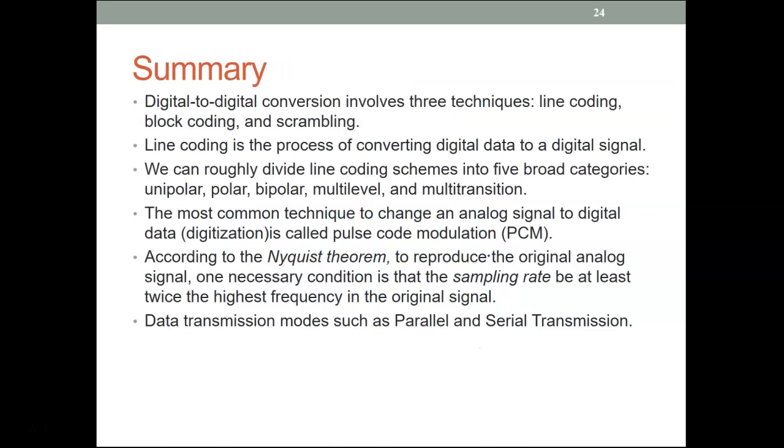So this was lecture 4. In this lecture, we talk about digital to digital conversion, and we talk about line coding. Line coding: you convert digital data to digital signal. And we understand unipolar, polar, bipolar, and so on. We also talk about how to convert analog signal to digital data. We use two methods, the PCM, pulse code modulation, and the other one was what?